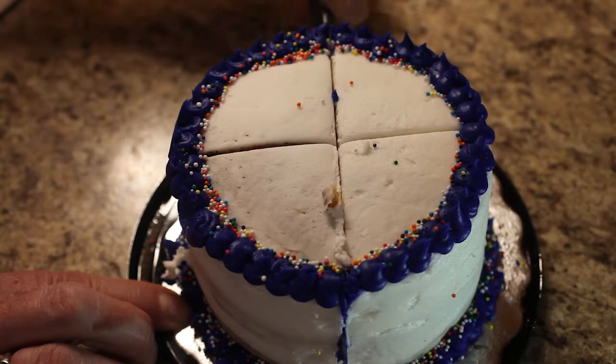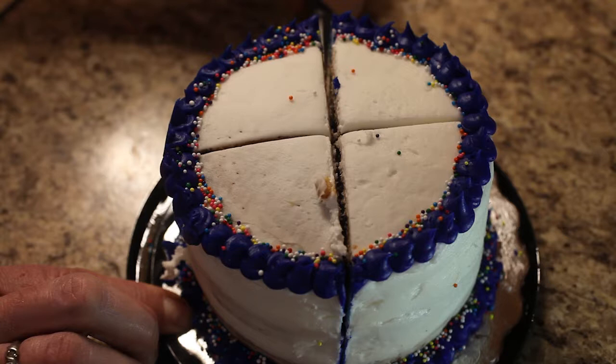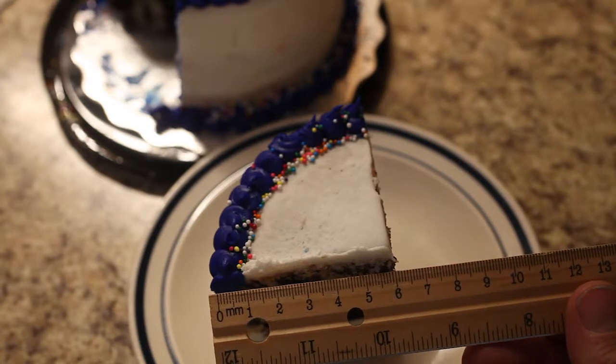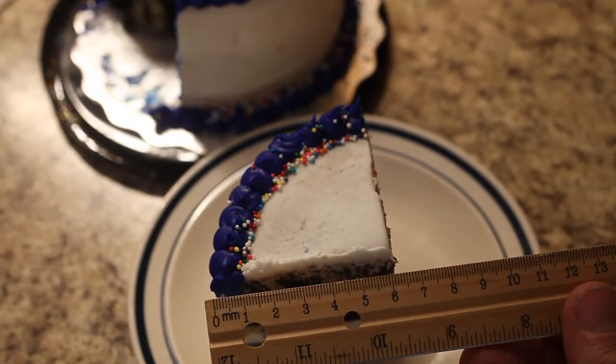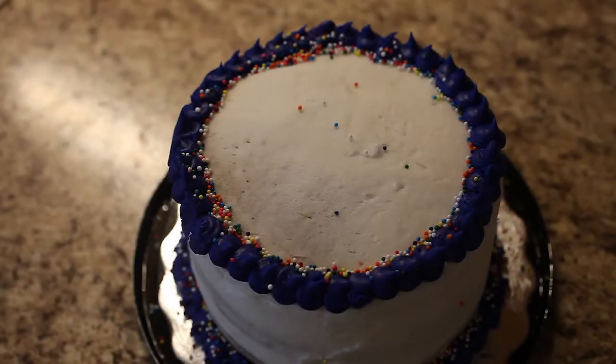How do we calculate the circumference of a circle if we only know the radius? Let's look at an example by trying to find the circumference of this cake. If we know the length of this piece of cake is 6 centimeters, we can use it as the radius in the formula. Circumference equals 2 times pi times the radius. So we multiply 2 times 3.14 times 6 centimeters to get a circumference of 37.68 centimeters. This means the distance around this circular cake is 37.68 centimeters.